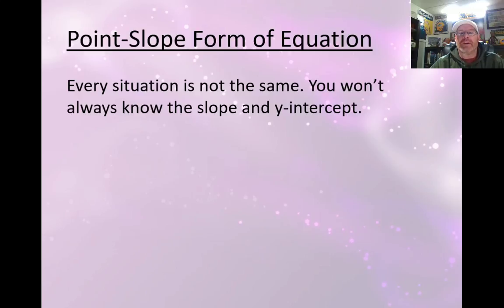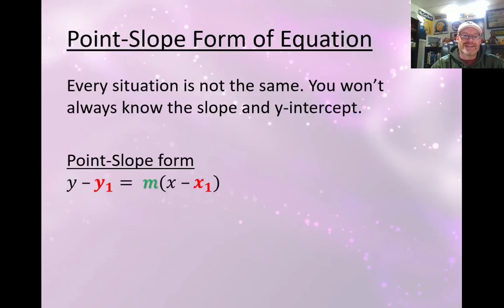We don't always have the same information when we're trying to come up with the equation of a line. We're not always going to know what the slope is and what the y-intercept is. In this particular case, we know what the slope is, but the other information that we have is one point that's on that line. And so we need this other equation to help us out in that situation.